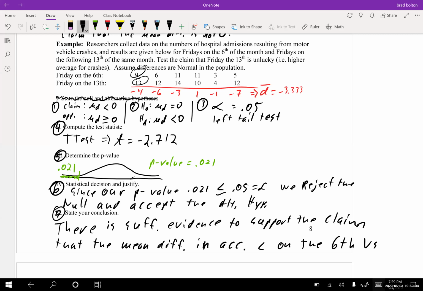So the mean difference in accidents is less on the 6th, or was it car accidents, versus the 13th.